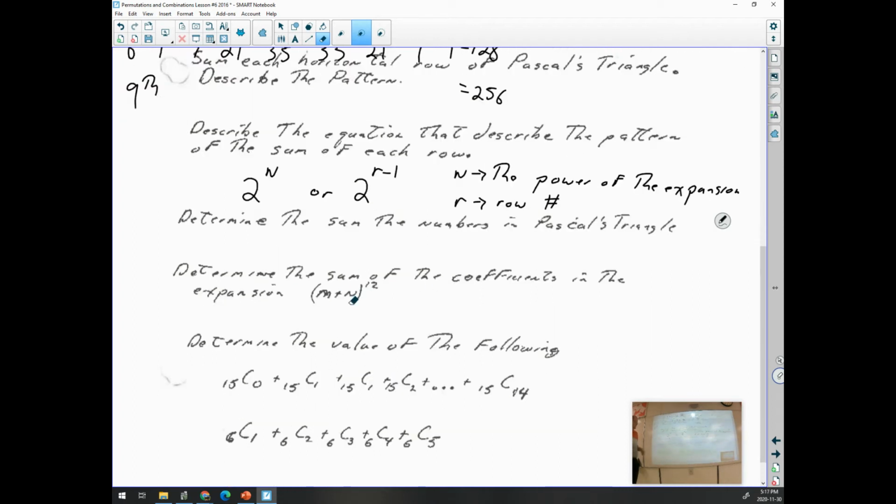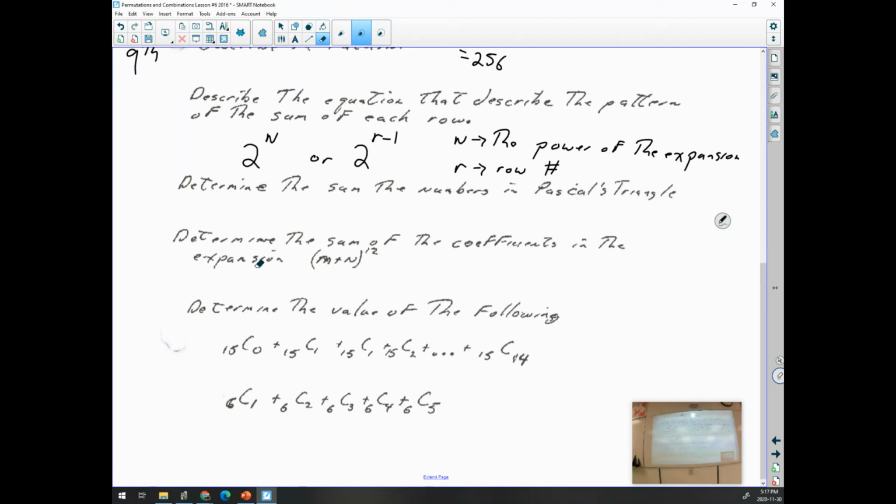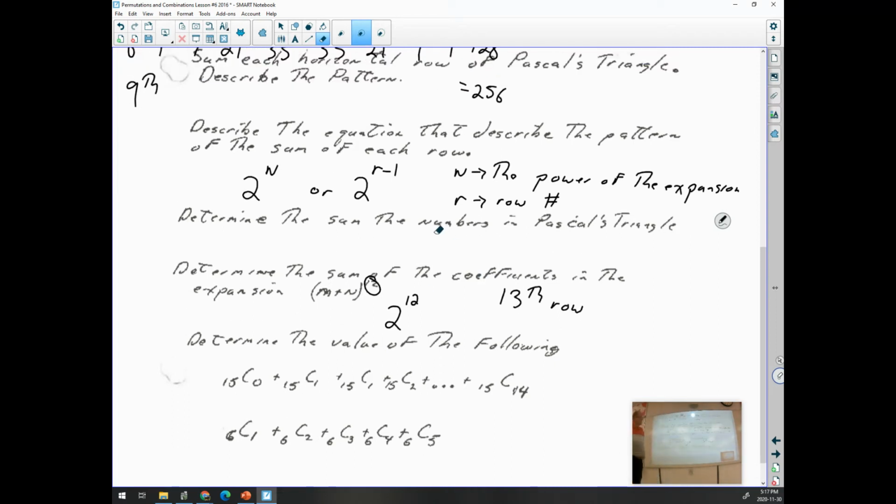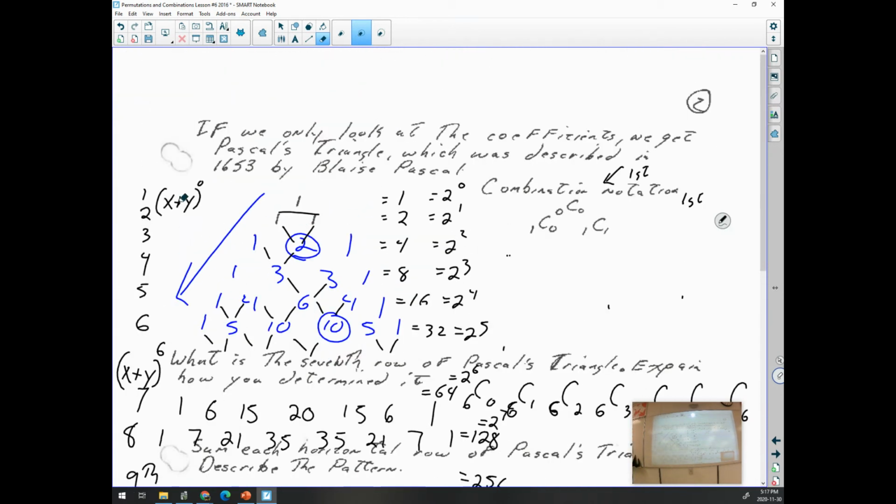So this is the type of question that we're going to have. Determine the sum of the coefficients in the expansion (m + n) to the power of 12. Well, our exponent in this expansion is 12, so 2 to the 12th. The expansion of (m + n) to the 12th will occur in the 13th row. Again, because our Pascal's triangle starts as (x + y) to the 0, that's our 1 here, we're always going to be 1 row further along than the expansion here.